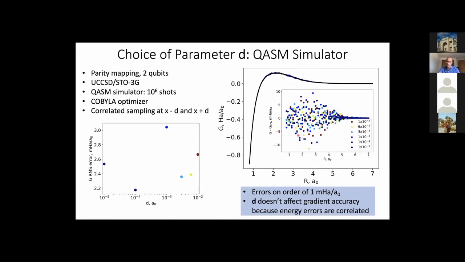And here, as you can see, the value d doesn't really affect the gradient accuracy, because energies are correlated, because we use the correlated sampling technique. And this is the root mean square error along the potential energy curves using different d parameters. And there's no correlation between the parameter d and the accuracy. So basically the stochastic noise is much larger than the error we get from this numerical calculation of gradient.